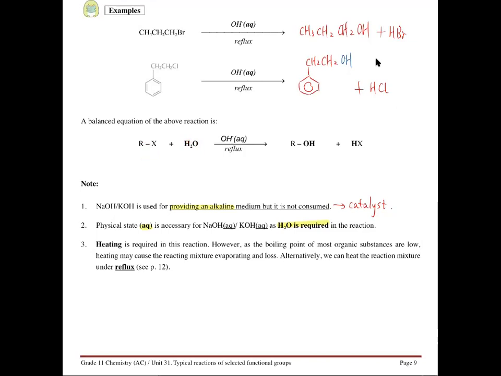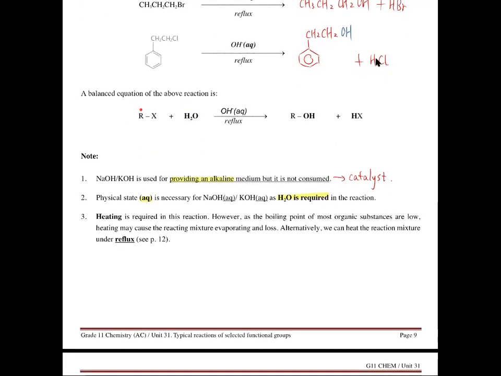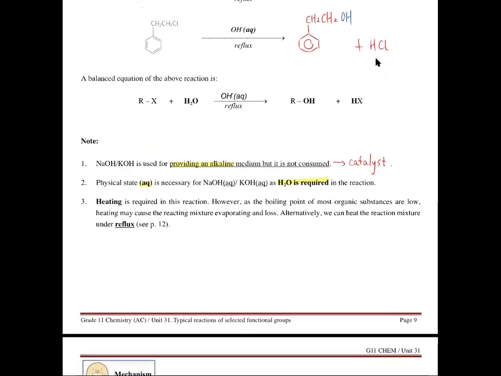So when we start to heat it, the organic reactant is going to evaporate. Hence, there will be less or no haloalkane in the container to react with water. So we won't have any product. So how can we deal with that problem?